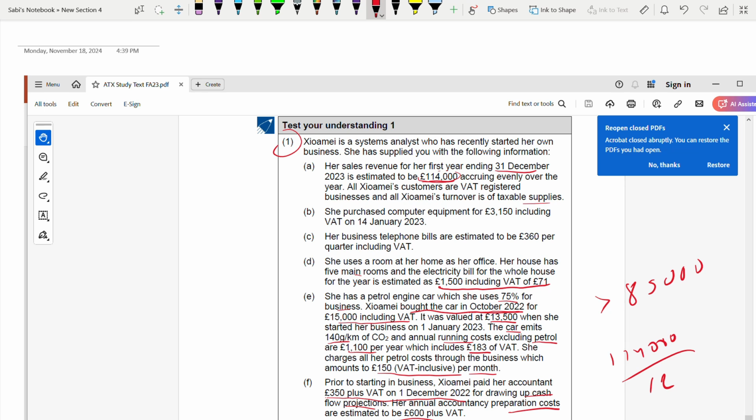If you take it monthly, you have to take it monthly. This is for the year they are giving. So it is 9,500 per month. Per month you have to check. So it's 9,500 per month.